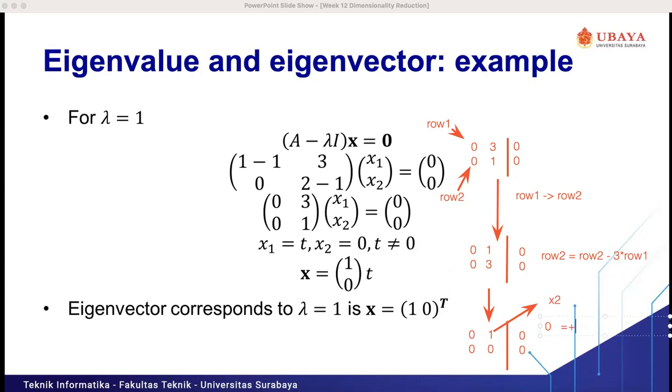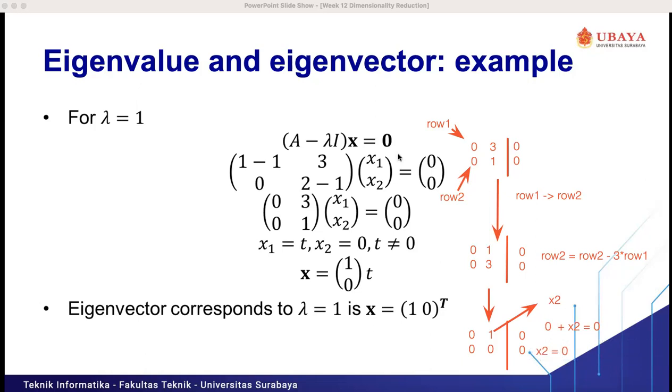0 plus x2 equals 0, right? So what is x2? If we have a formula like this, 0 plus x2 equals 0, so x2 will be 0. That's why the solution for this problem, x2, will be 0.